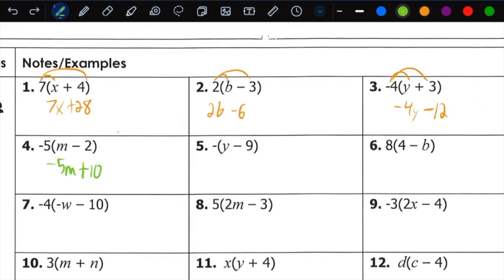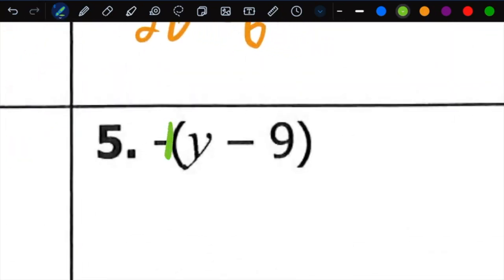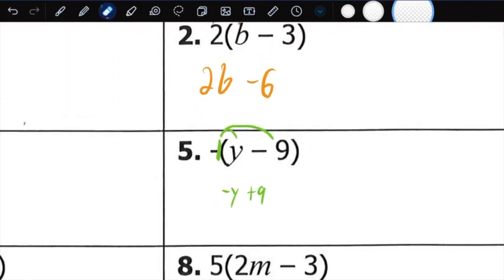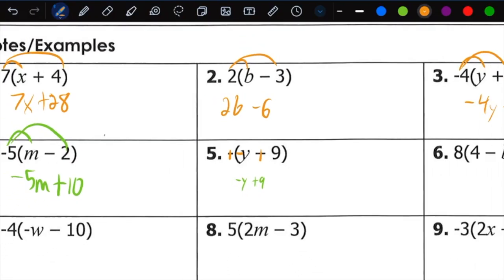Number 5, negative times y is negative y, and negative times, let me clarify this one more second before we continue that problem. My apologies. We can think of this on number 5 as a negative 1. I should have mentioned. So negative 1 times y would be like a negative 1y or negative y, and negative 1 times negative 9 would be a positive 9, a negative times a negative. Now, another good way to think about that is just changing this to a positive and then changing every sign inside the parentheses to the opposite. So the positive y becomes negative, and the negative 9 becomes positive. And notice we end up with the same result of negative y plus 9.